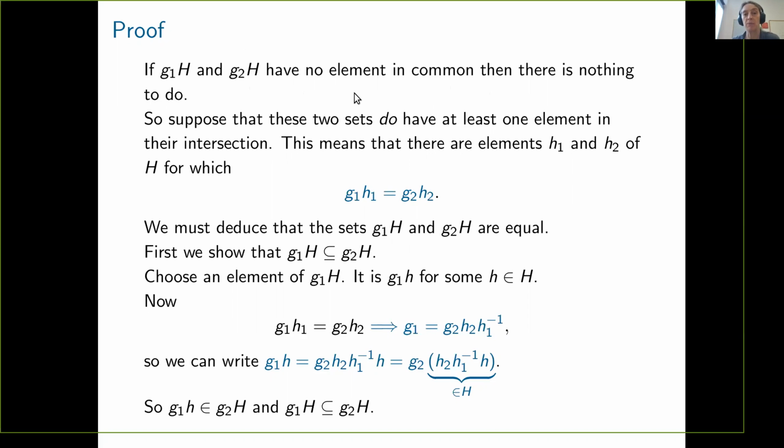The theorem is satisfied, and there's nothing for us to do in that case. We must worry about the case where they do have something in common, because that's the case where we have to actually show that they are in fact the same set. So let's suppose these two sets, G1H and G2H, do have at least one element in their intersection.